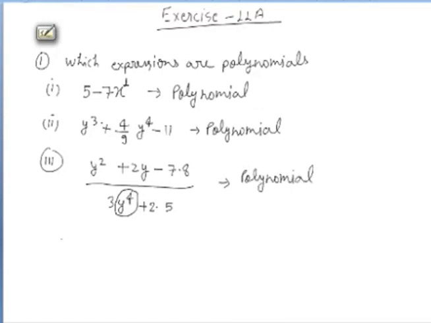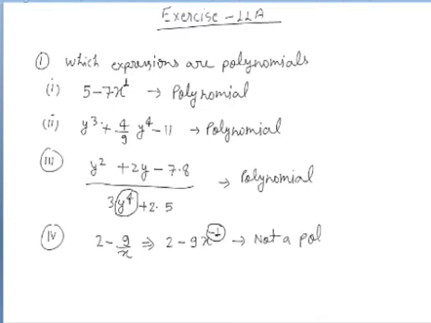Okay, and the fourth is 2 minus 9 by x. This is also not a polynomial. If I solve this expression, 9 by x will become 9 x with power minus 1. So if the power is minus 1, then this will not be a polynomial.